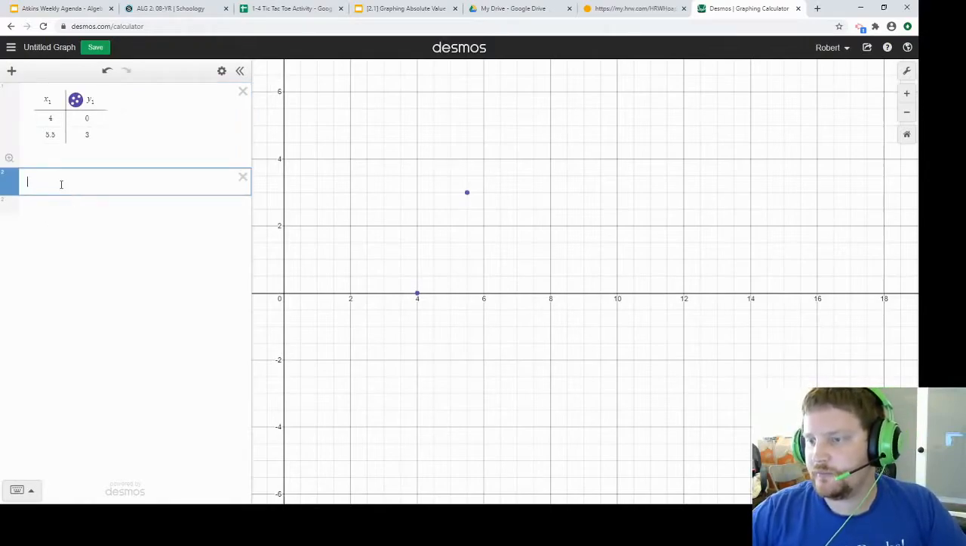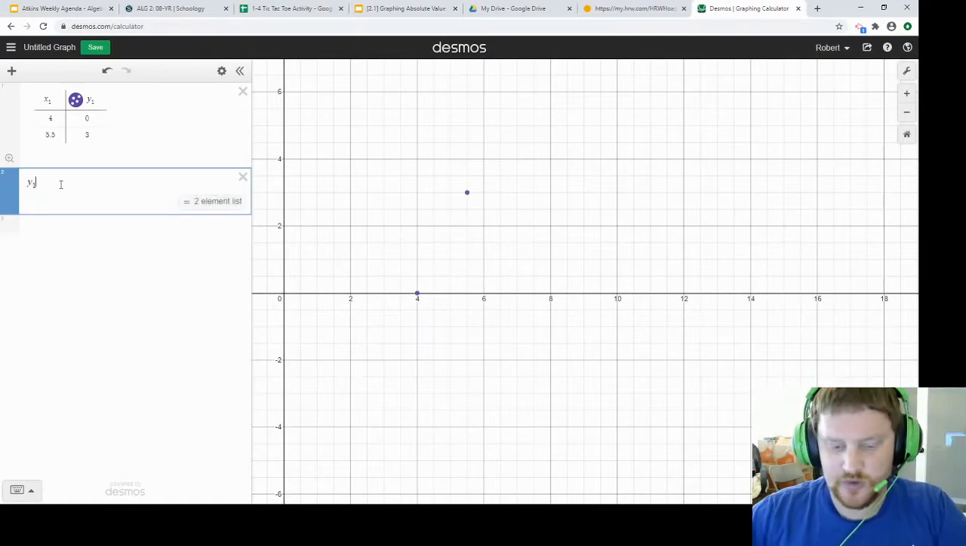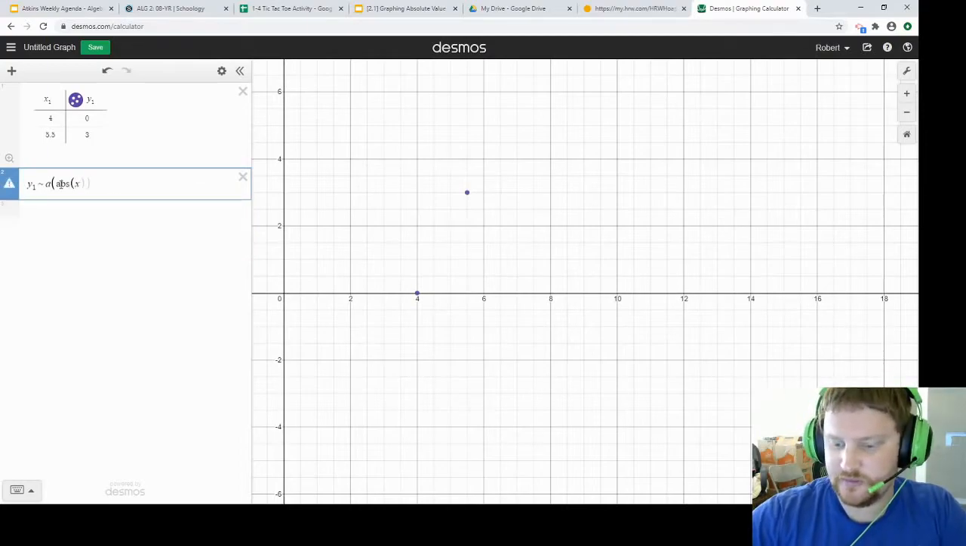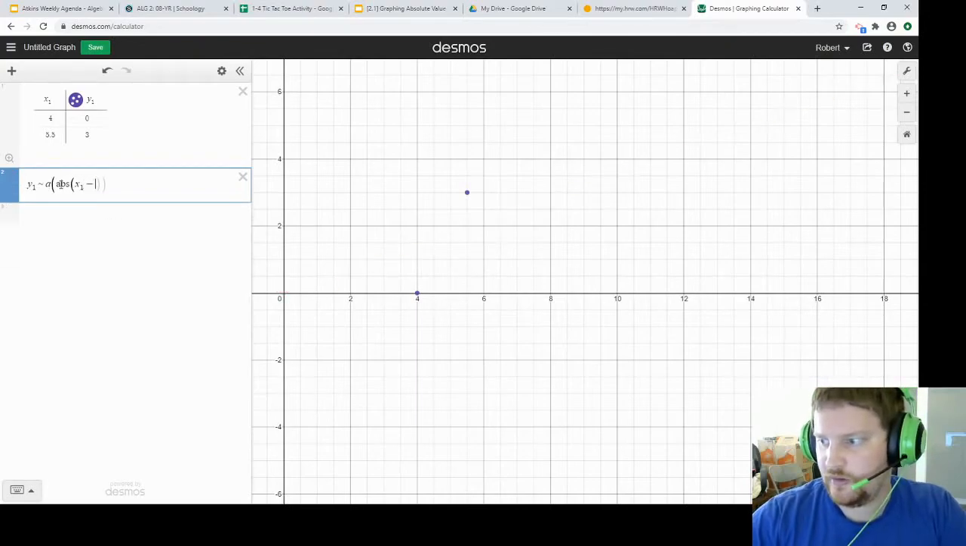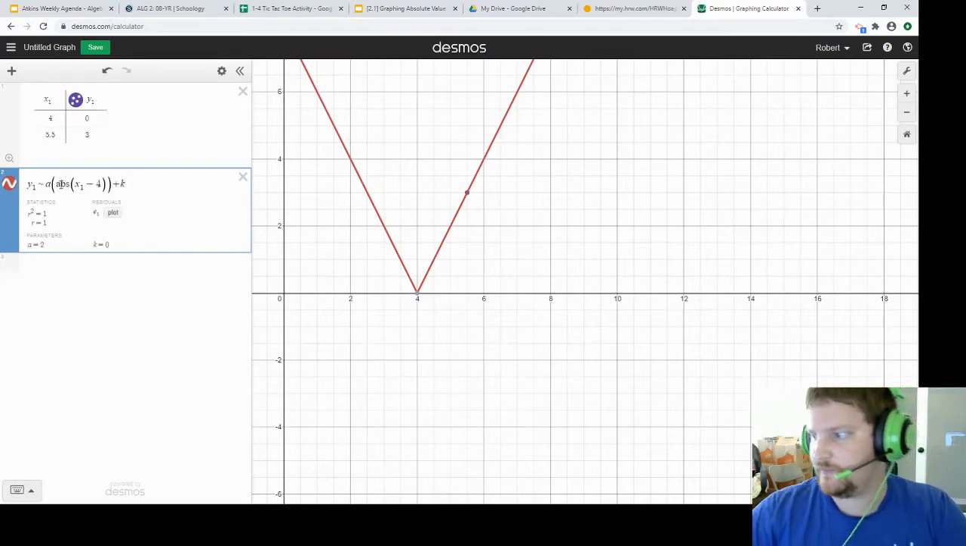then here's what we know. We know that y sub 1 tilde a times absolute value of x sub 1 minus h plus k. It does work.